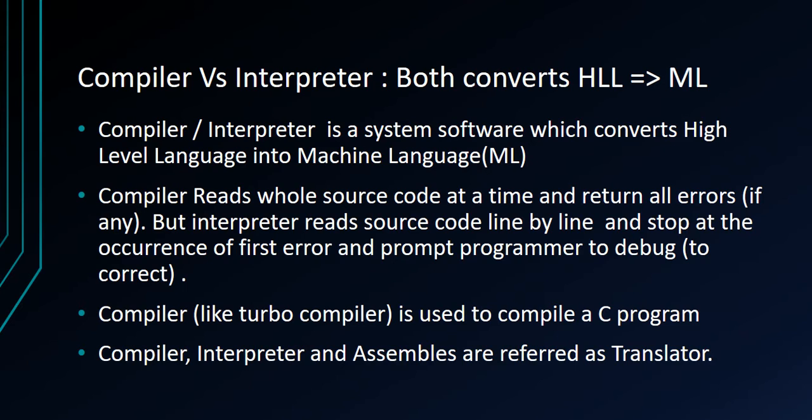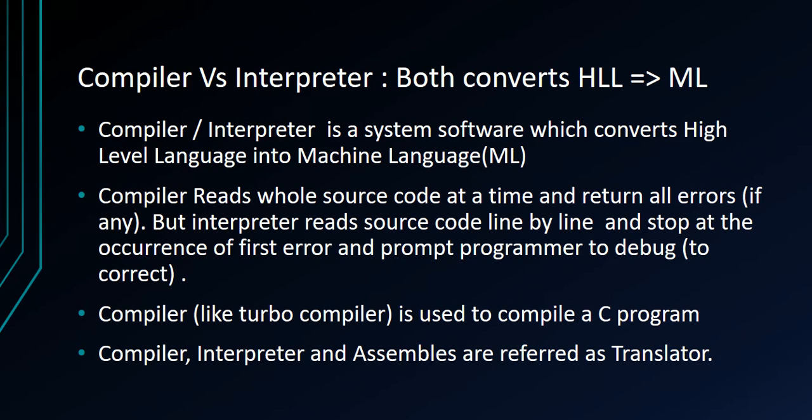So what is debugging? Debugging is the process of correcting errors. A bug means an error in a program, and debugging is the process of removing or correcting it to make the program runnable on a computer. Okay.